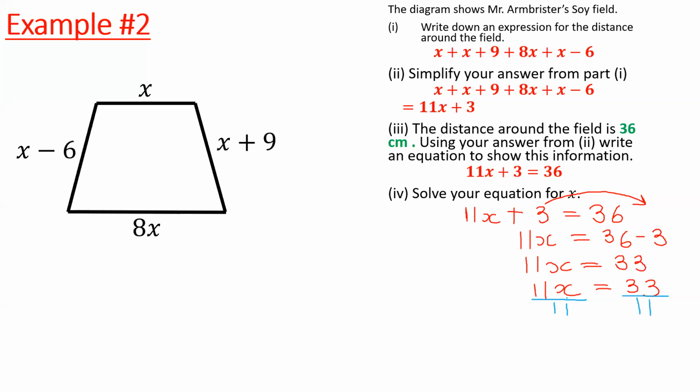And so what do we do with the two 11s? They cancel each other. And so x is going to be equal to, what is 33 divided by 11? 33 divided by 11 is 3. Very good, it's 3. So the answer is x is 3.